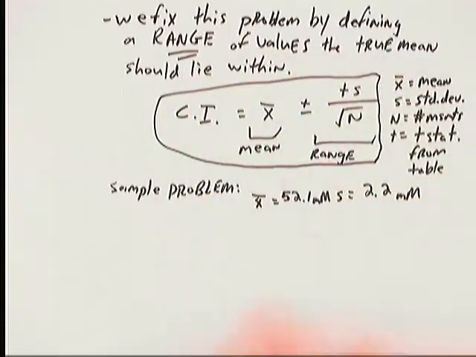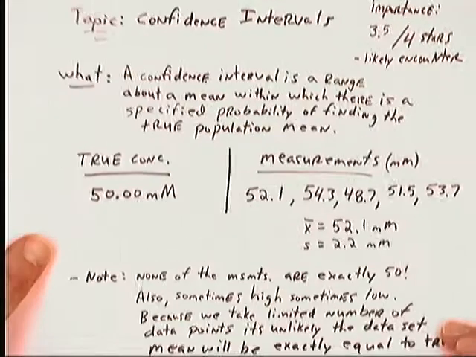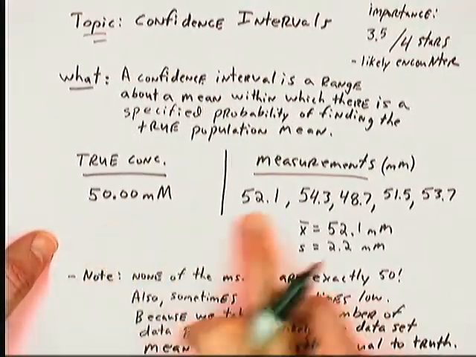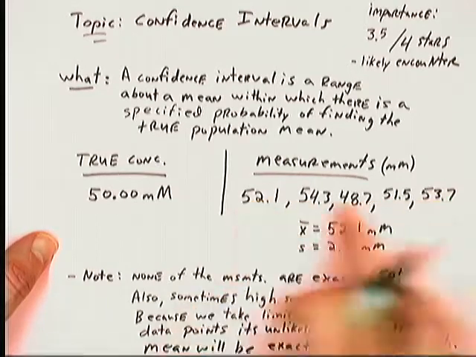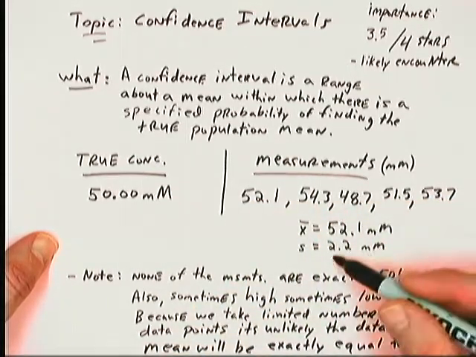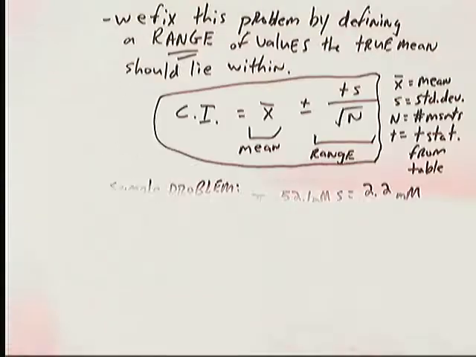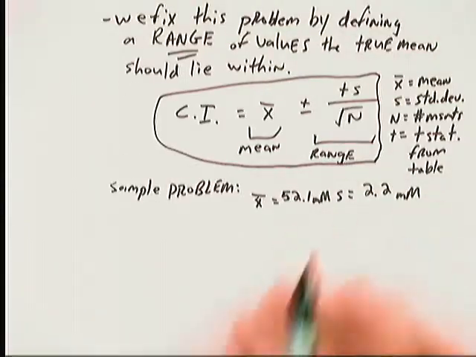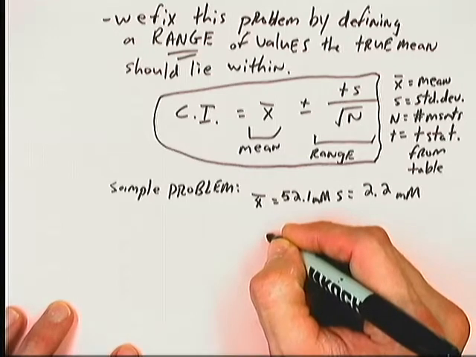So armed with this equation, we can actually work a sample problem to calculate our confidence interval. So let's do that based on the data in that previous example. Just to remind you, the true concentration was 50, and these were our 5 replicate measurements. We take the average of that data pool, we get 52.1, and the standard deviation is 2.2. So I'm just going to copy that information right here for the purposes of our computation, okay?